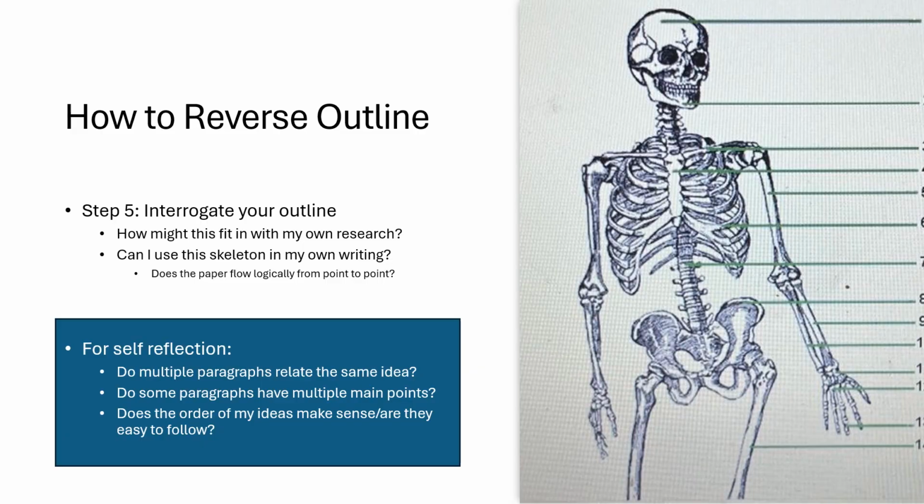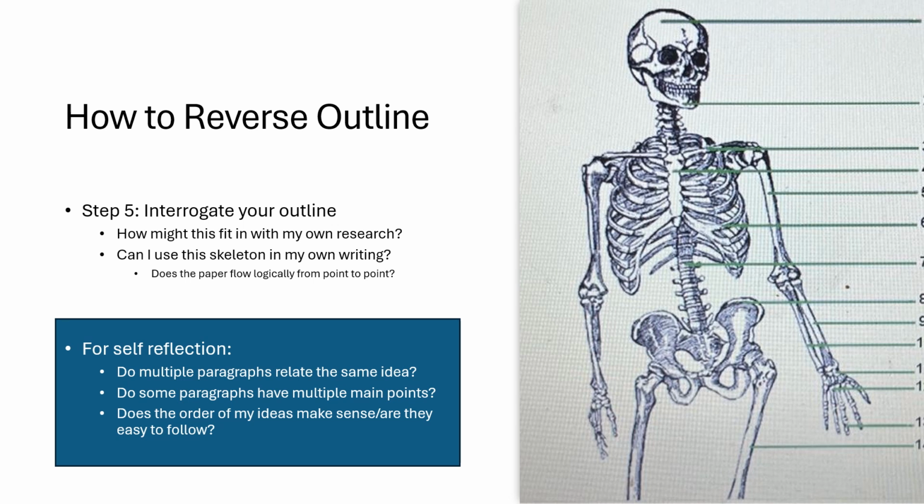So now that we've gone in depth on all of our paragraphs throughout our piece, the final step is taking a step back and interrogating the entire outline. So you're looking at, if it's somebody else's work, how does what they have done fit in with my research? Can I use the skeleton that they have built with my own writing? And this is looking at what they have done and generalizing it to a formula that you can then use when you write your piece.